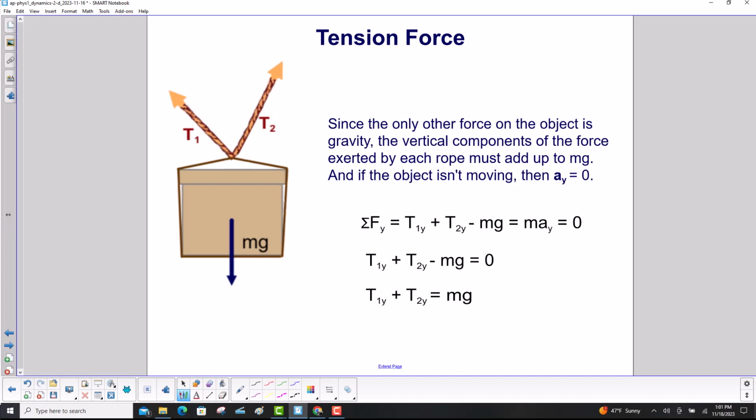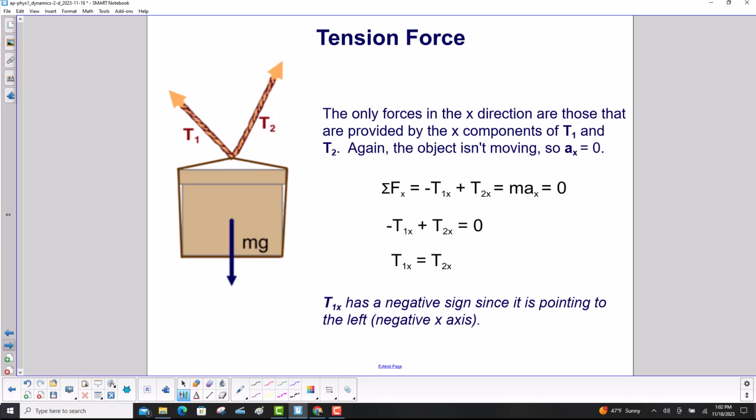Since the only other force on the object is gravity, the vertical components of the force exerted by each rope must add up to mg. And if the object isn't moving, then a sub y is 0. So the sum of the forces in the y direction is T sub 1y plus T sub 2y minus mg equals m a sub y, which is 0. That is equal to this, and then we put mg on the other side.